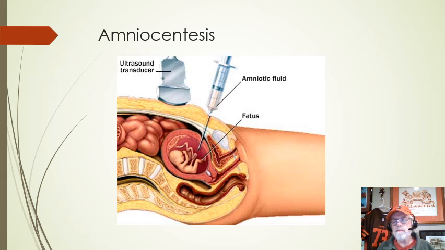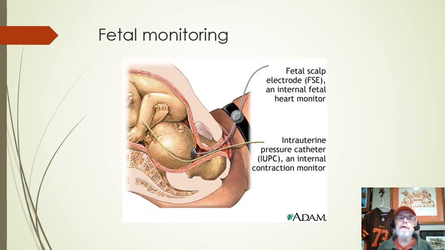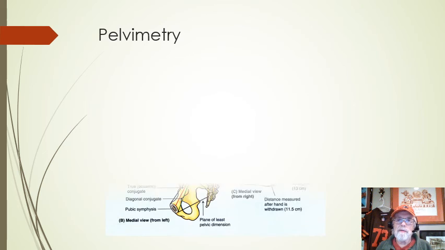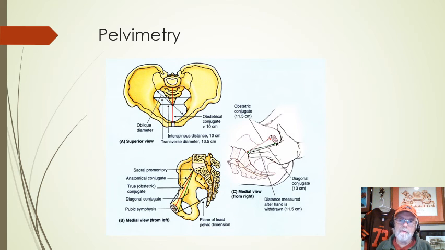Okay, this is amniocentesis, where they could actually go in with a needle through the abdominal wall and take some fluid out of the amniotic sac to look at the fetal cells that are floating around in that fluid, looking for any genetic abnormalities and things like that. This is fetal monitoring, where they attach a little monitor to the baby's head. Also, they could put a little tube inside the uterus past the baby, and that will also help to determine the pressure that the baby's experiencing from the uterine contractions on the inside, and that's called fetal monitoring. There's pelvimetry. Again, they could do it manually, or they could do it a number of different ways where they could measure the size of the pelvis.